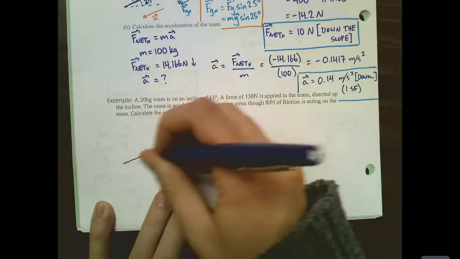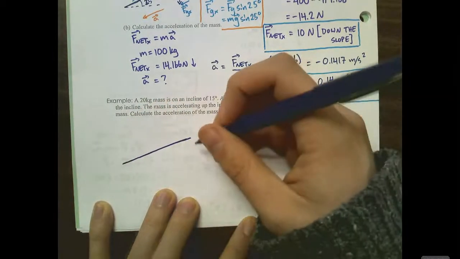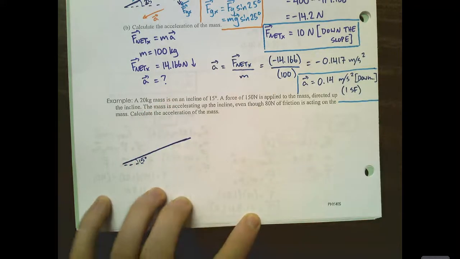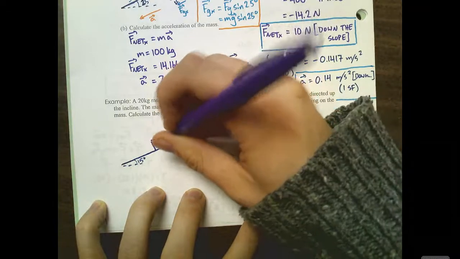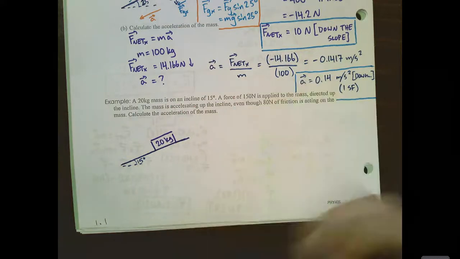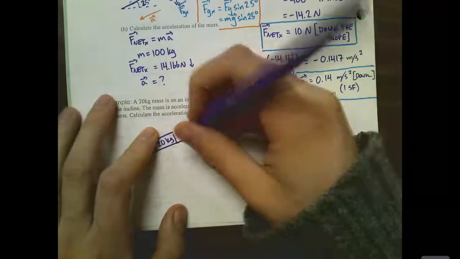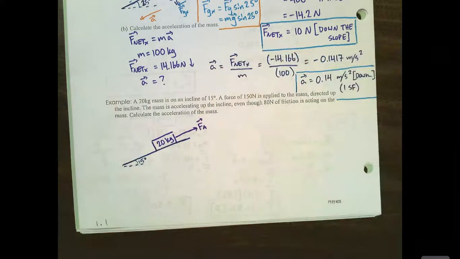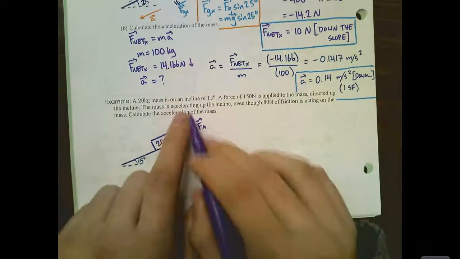So let's draw our 15 degrees. We've got our object, 20 kgs. Okay, and then let's draw all of the forces acting on that object. So we have a force of 150 newtons applied to the mass directed up the incline. That's FA. 80 newtons of friction is acting on the mass. That would oppose the mass accelerating up the incline.